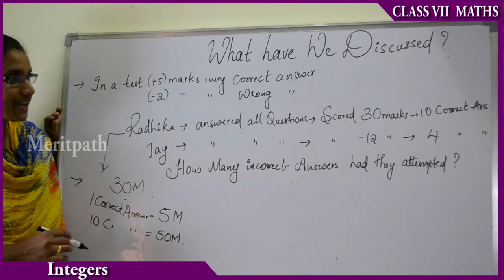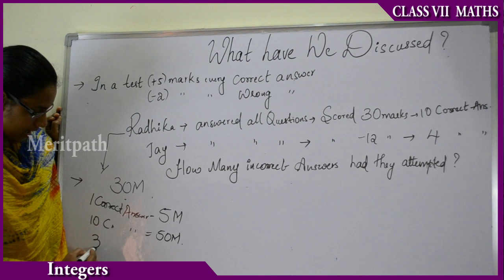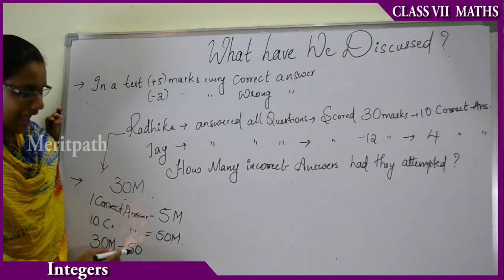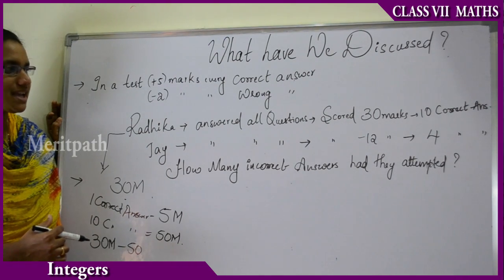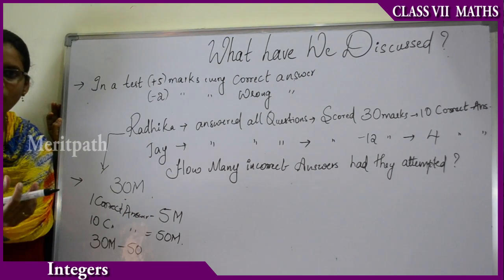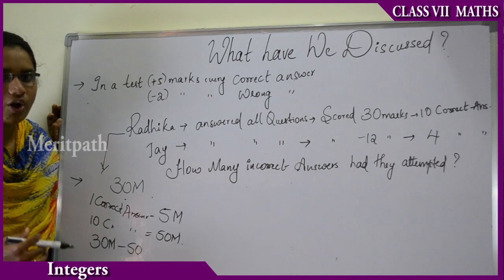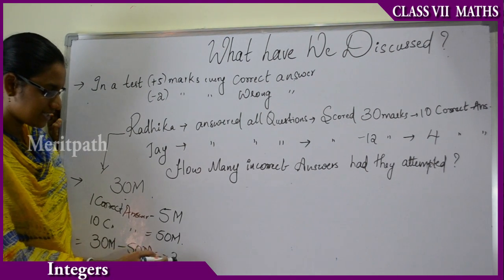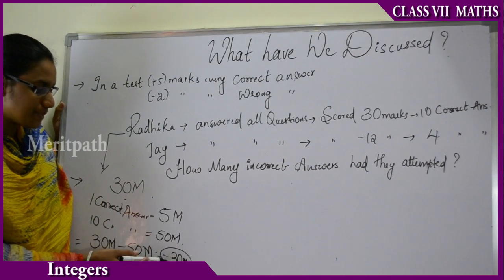But the total score she got is 30 marks, as given in the question. So we have to subtract 50 marks from 30 marks, that means 30 minus 50. Actually, she has written 10 correct answers, so she should get 50 marks. But the problem is, she has attempted wrong answers also. She answered all the questions, so some marks of her correct answers have been deducted as the result of attempting wrong answers. So 30 marks minus 50 marks is minus 20. That means, for attempting wrong questions, she has been deducted 20 marks.